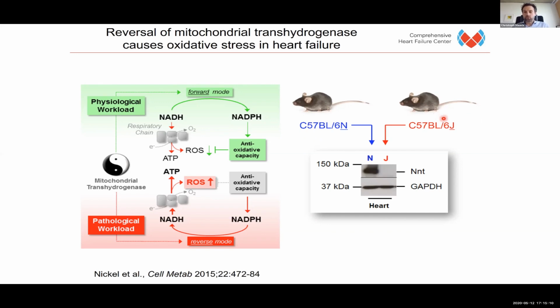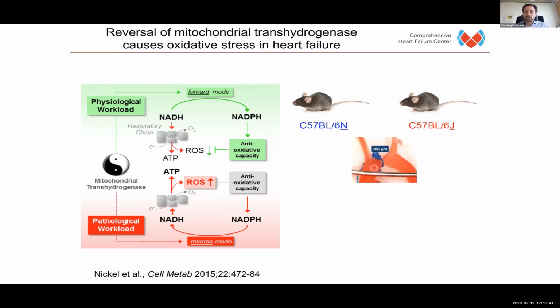And we discovered this because the C57 black 6 mice from Jackson, which is the most commonly used mouse strain in the world, has a mutation of the transhydrogenase, the NNT, which makes its protein completely dysfunctional and its function 0. Yeah? And so when we learned about this in the mid-2000s, we thought this must be something that predisposes to oxidative stress, because we were only aware of this forward mode, which regenerates the antioxidative capacity.